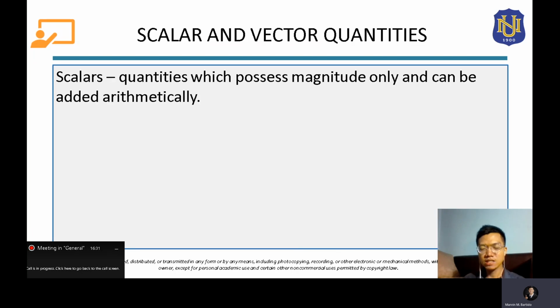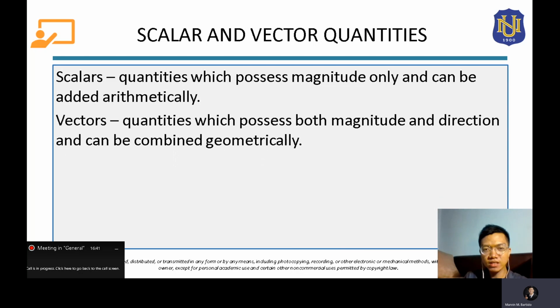So let's talk about now scalar and vector quantities. Scalars are quantities which possess magnitude only and can be added arithmetically, while vectors are quantities which possess both magnitude and direction and can be combined geometrically. So let's take this as an example. Let's say we have here a 30 Newton force and a 100 Newton force. If we're going to treat them as scalars, if we sum them up, it's just 30 Newton plus 100 Newton, which will be equal to 130 Newton.